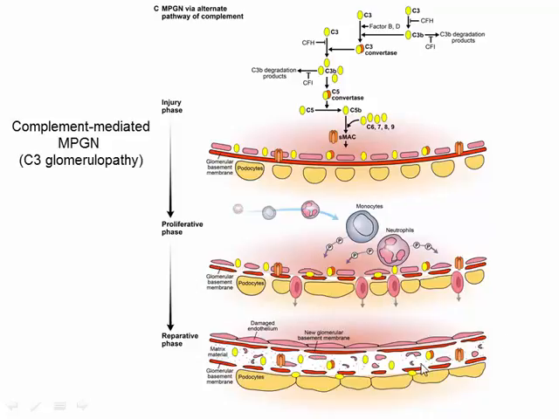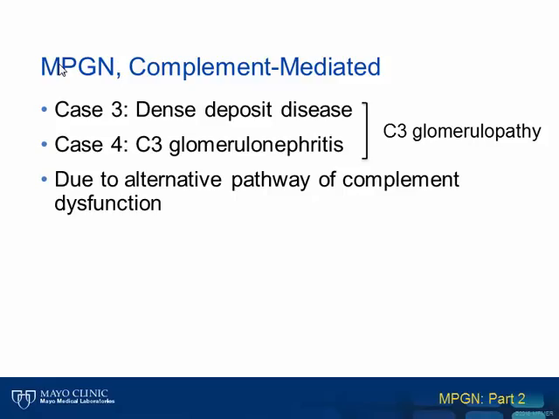And then again, you get this thick GBM. But when I look at the biopsy in these patients, I find almost no immunoglobulins or very little immunoglobulins, and mostly it's completely loaded up with just complement factors. So we call that complement-mediated MPGN or C3 glomerulopathy. And those were indeed our two patients. Patient number 3 and patient number 4 had only complement in them.